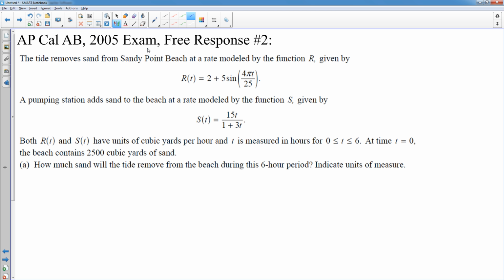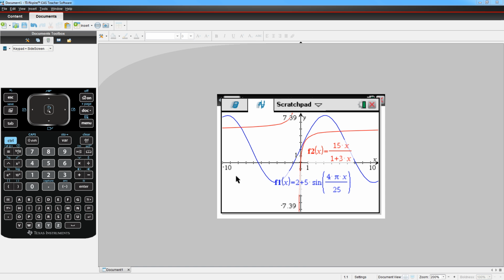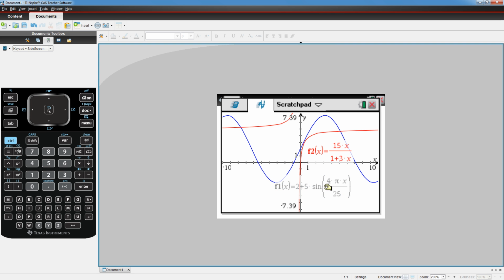This is from the 2005 AP Calculus AB exam. I don't think this was on the BC test this year. This is a calculator active problem. So the first thing I would do the second I read this problem is go to my calculator and plug these functions in. And there you can see that I have already graphed these equations. I don't really care what the graph looks like right now. I just wanted to go ahead and have these stored.